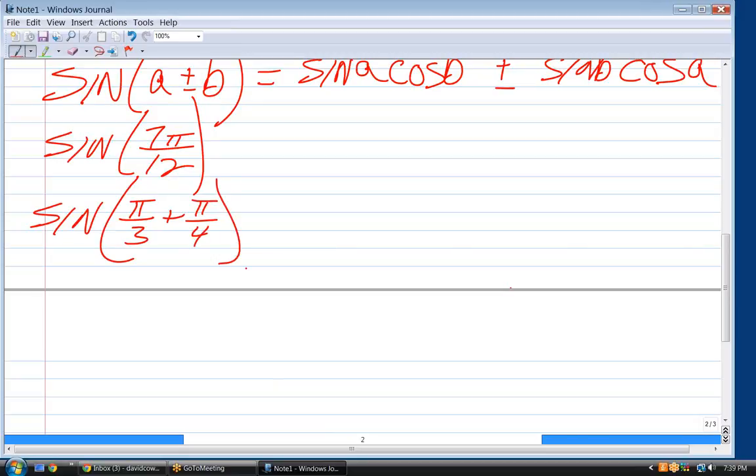Now, it's not that easy to know how to split that up into pi/3 plus pi/4, but if you try adding pi/3 plus pi/4, the common denominator is 12, and you get 7 pi/12. Okay? And each of these angles is an easy one. In other words, that's 60 degrees, that's 45 degrees. So we know what sines and cosines of each of those are. Okay? So what's the sine of 60?